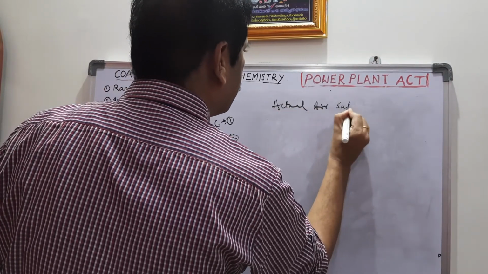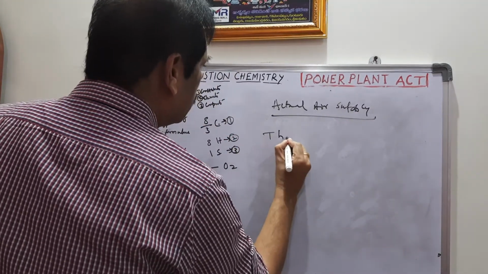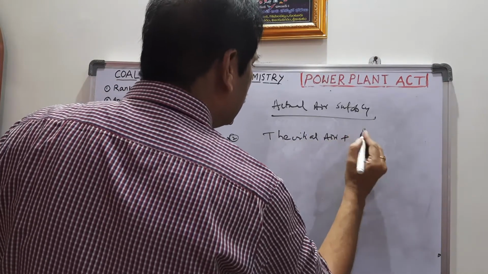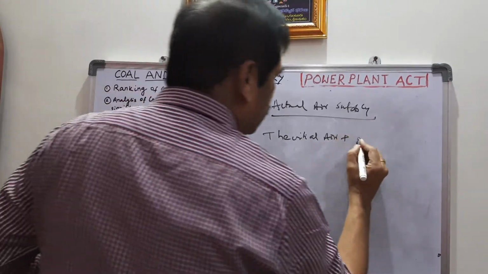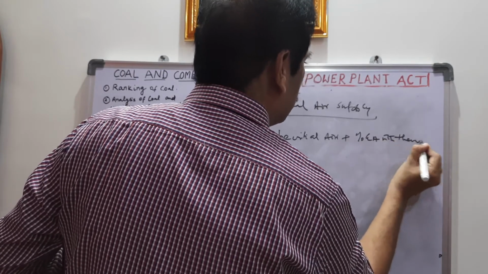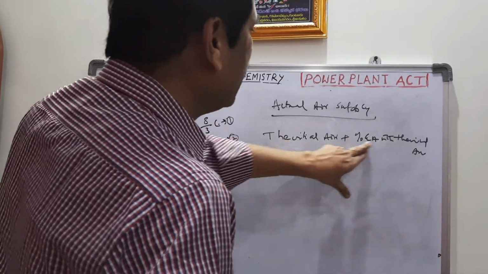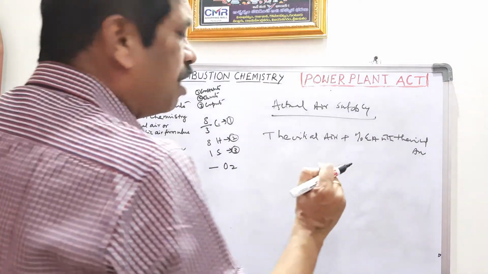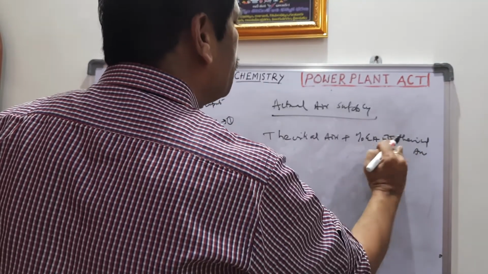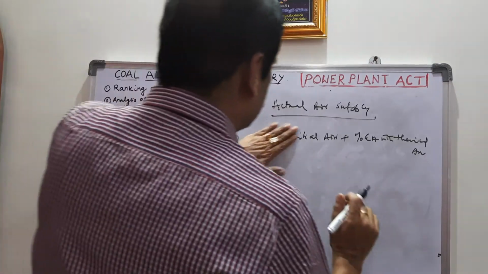Actual air supply is equal to theoretical air plus percentage of excess air with theoretical air. That means theoretical air plus the theoretical air's percentage of excess air. This much of 20% excess air is to be provided on the theoretical air.